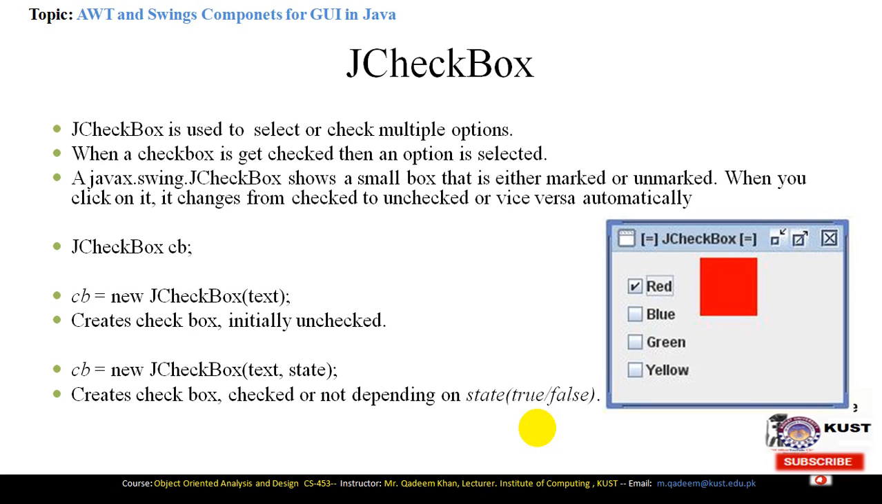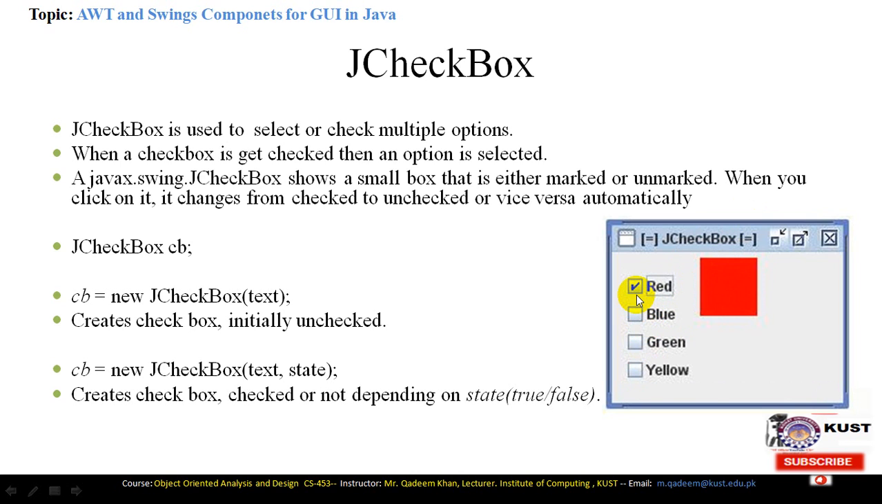We were discussing different AWT and Swing components for GUI in Java. Now the checkbox control. The checkbox control is used to select or check multiple options. For example, if you want to apply a foreground or particular color on this object, so if you select a particular color, the color of this object will be changed. So here you can select multiple options as well as one option.